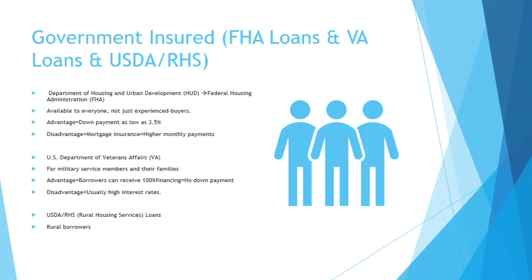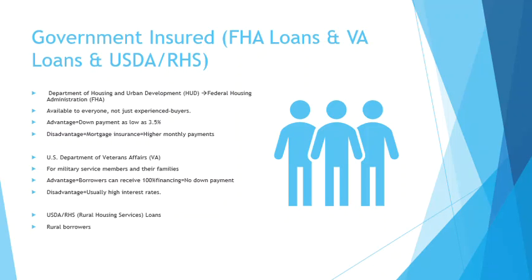The third and last one we're going to go over is a government insured. So we have FHA loans, VA loans, and USDA/RHS loans. And they have their own different deals. So FHA, they're usually available to everyone, not just experienced buyers. And their advantage is super low down payments. So let's say that you have $200,000 that you need to loan. Normally you have 10 to 15% prepared as a down payment, so at least 20 grand sitting around as a down payment. But FHA loans go down to 3.5%, which is a pretty good deal. And then the disadvantage is that you're paying more per month for mortgage insurance. So keep that in mind also.